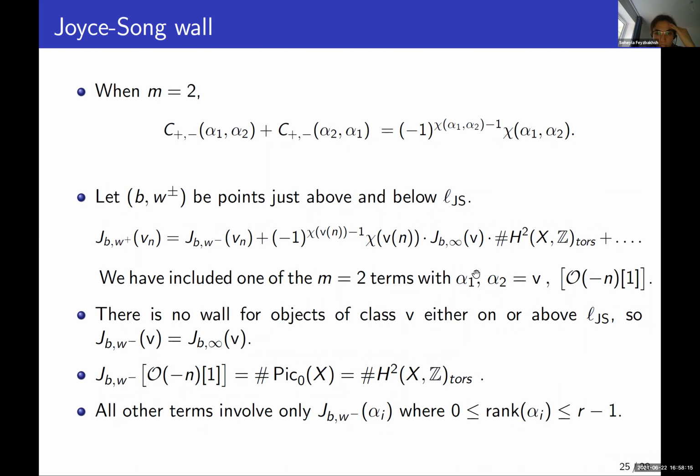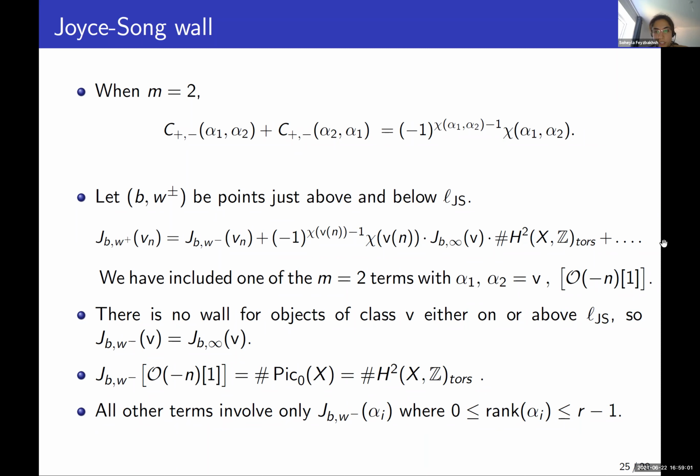And here we need to put J_{B,W-}(V), which counts all ν_{B,W-} semi-stable sheaves of class V. But it's not hard to see that there is no wall for class V between the Joyce-Song wall and the large volume limit. So this J_{B,W-}(V) is precisely J_{B,∞}(V), which is the number of tilt semi-stable sheaves of that class. And we know that O(-n) is a rigid object. That's why its counting invariant is just the number of line bundles with torsion c1.